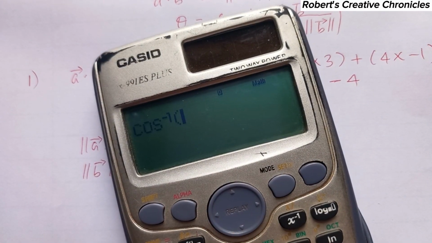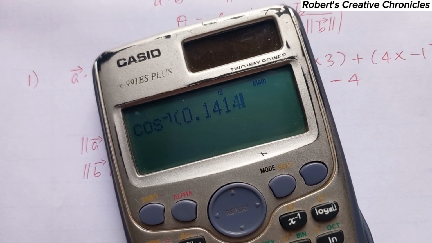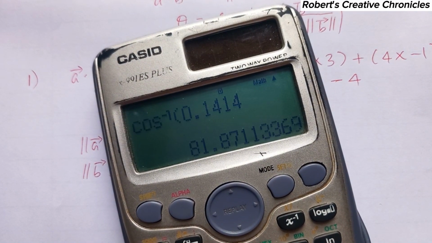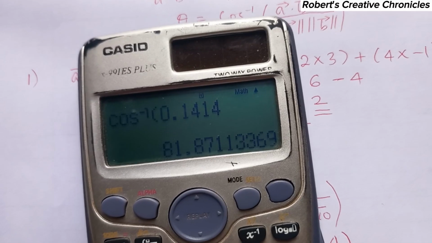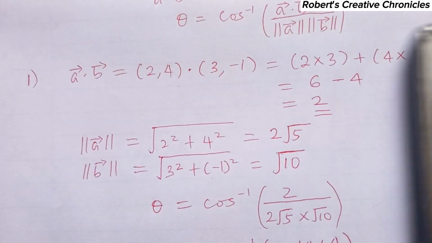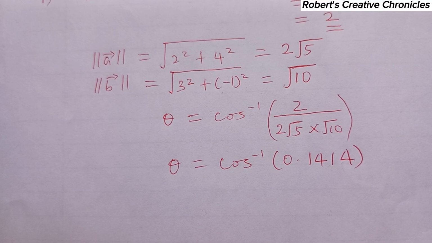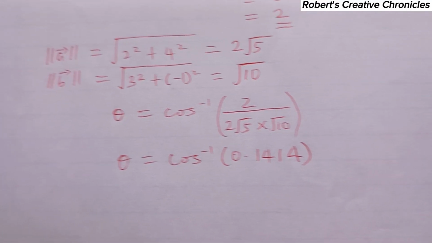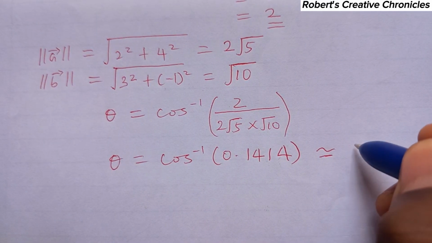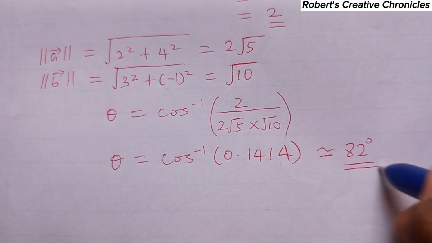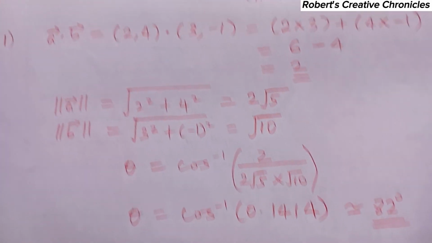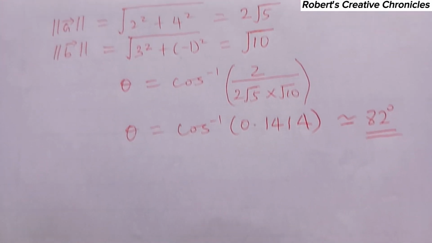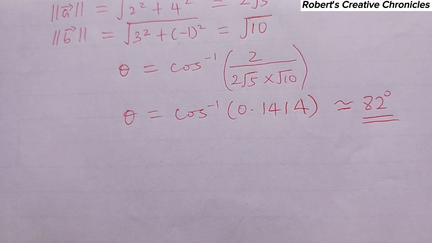So cos inverse 0.1414 is equal to 81.87, which is approximately 82 degrees. So the angle between these two will be approximately 82 degrees. So 82 degrees is the angle between these two vectors A and B for the first one. So now we can move to the second one.